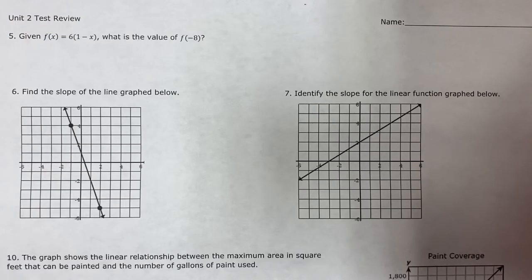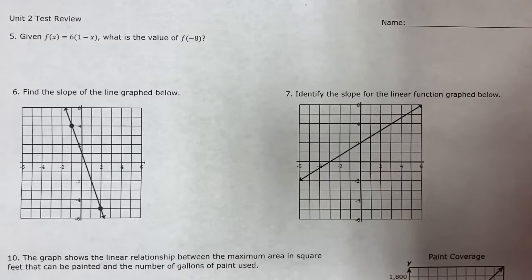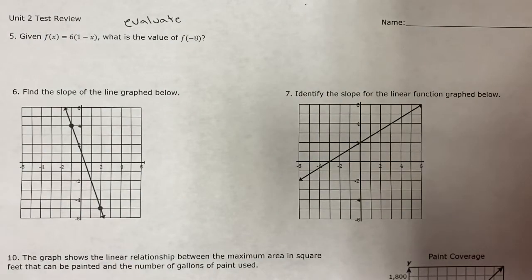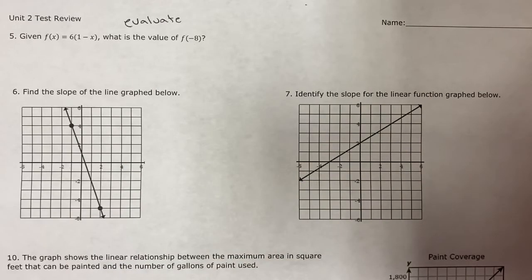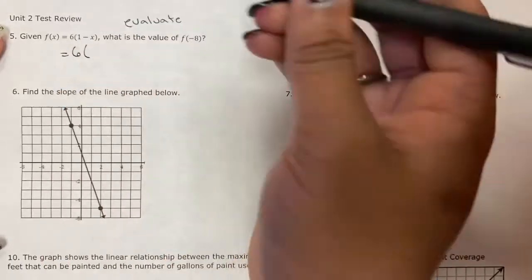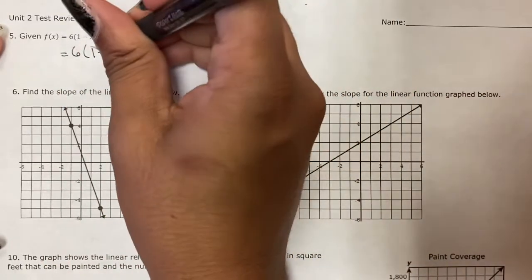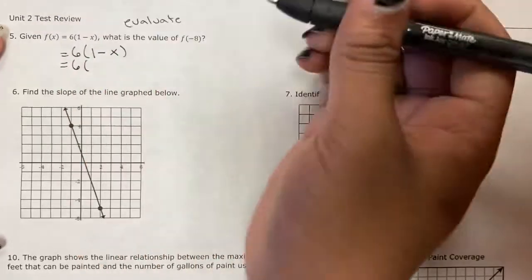Let's turn the page. Number 6 says, given f(x) = 6(1 - x), what is the value of f(-8)? So this is asking us to evaluate, meaning it wants us to plug in -8 anywhere we see an x. So if we have 6 times 1 minus x, we're going to replace the x with -8.